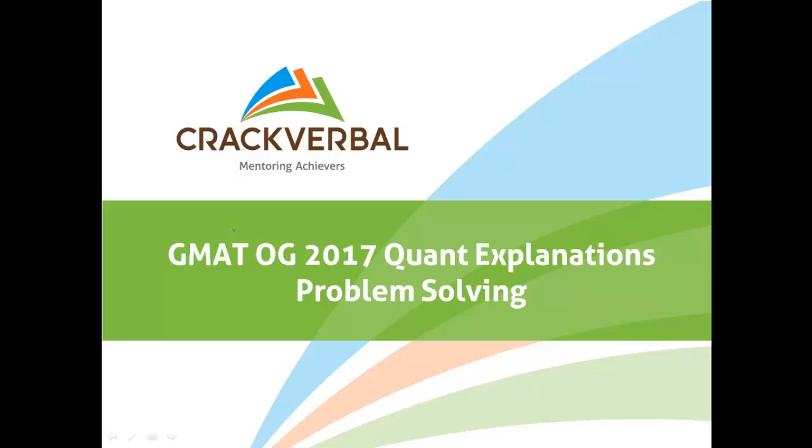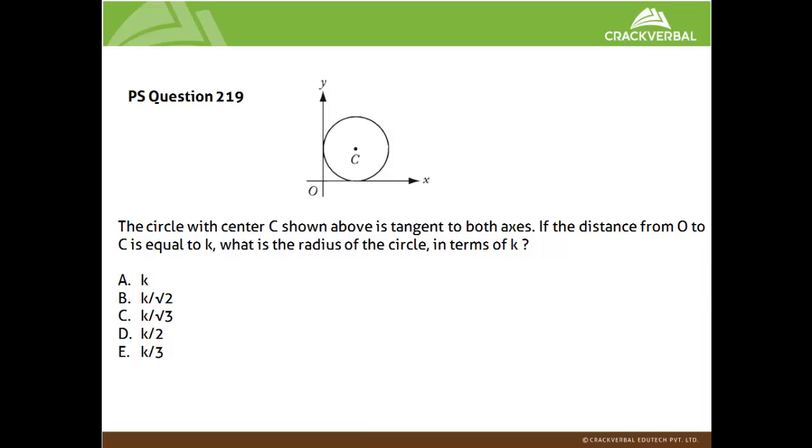Hi, in this video we'll be discussing GMAT Official Guide 2017 edition Quant Problem Solving question number 219. Let's have a look at this question. The question says the circle with center C shown above is tangent to both the axes. So we can see that they have given us an XY plane where C is the center of the circle and both the X and Y axes are tangent.